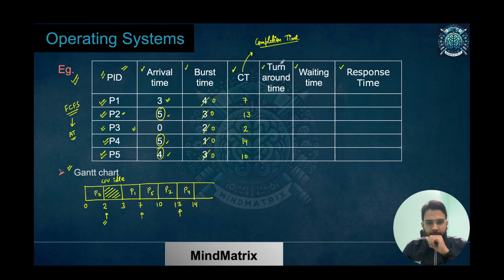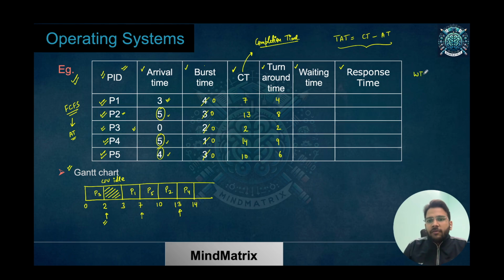Now we need to find turnaround time. What is turnaround time? Turnaround time is nothing but completion time minus arrival time, or burst time plus waiting time, but we don't know waiting time now. So we can first find turnaround time using completion time minus arrival time. 7 minus 3, it is going to be 4. 13 minus 5, it is going to be 8. 2 minus 0, it is going to be 2. 14 minus 5, it is going to be 9. And 10 minus 4, it is going to be 6. Clear?